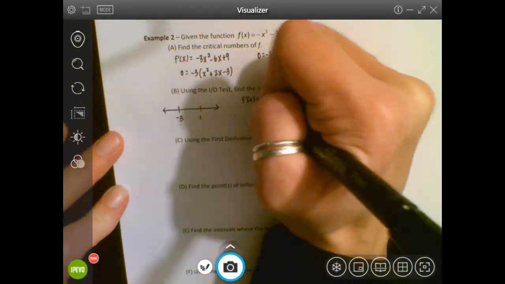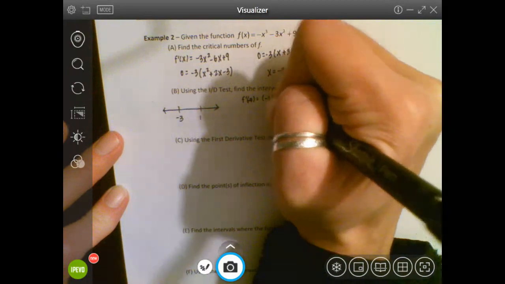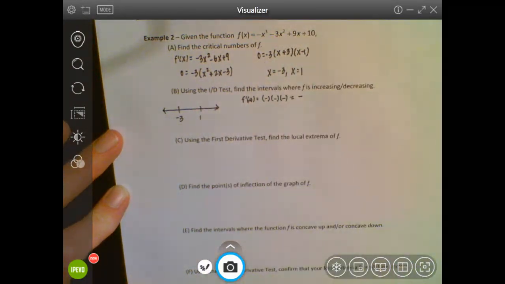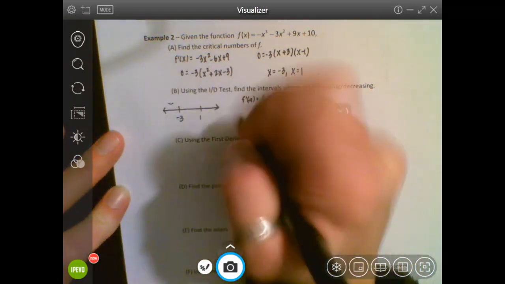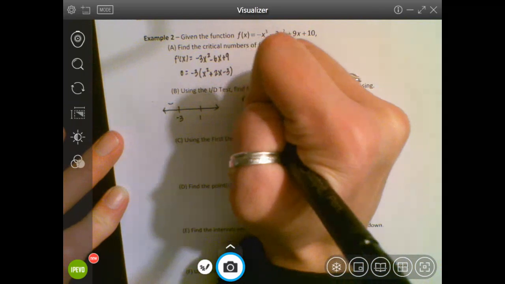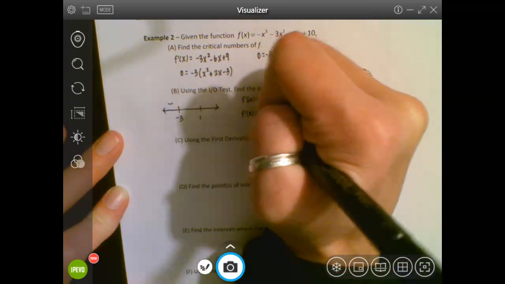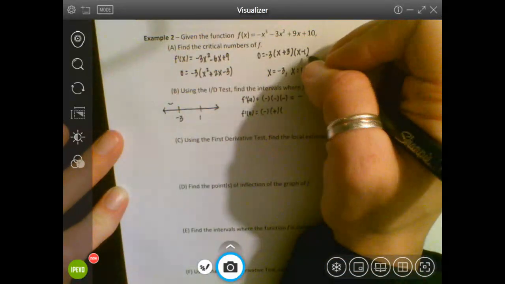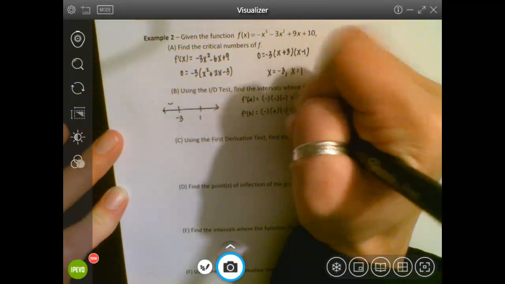So negative 3 is negative. Negative 4 plus 3 would be negative. And then negative 4 minus 1 would also be negative. So that will give us a minus. Pick a value between negative 3 and 1. I'll do 0, that's easy. So negative 3 is still negative, 0 plus 3 would be positive, and then 0 minus 1 would be negative. So this ends up being a plus.